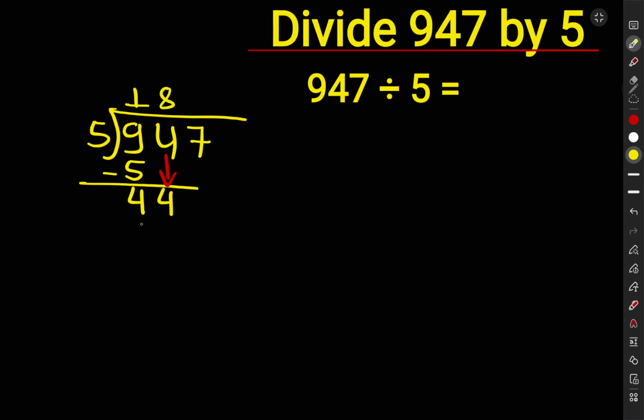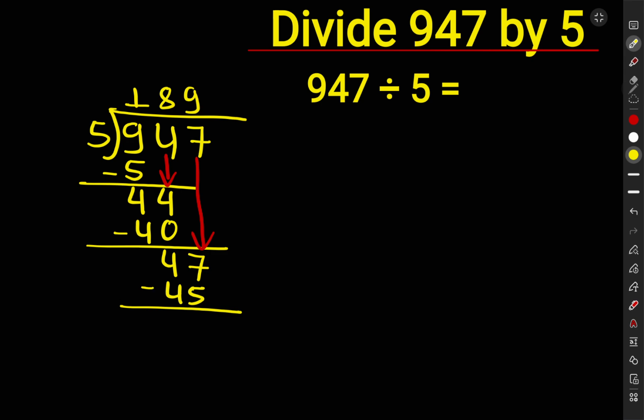5 times 8 is 40. On subtracting we get 4. So now we put down this 7 and it is 47. 5 times 9 is 45. On subtracting we get 2.